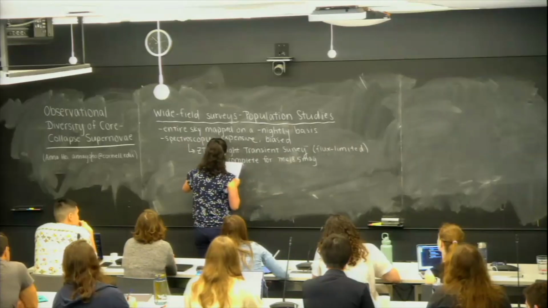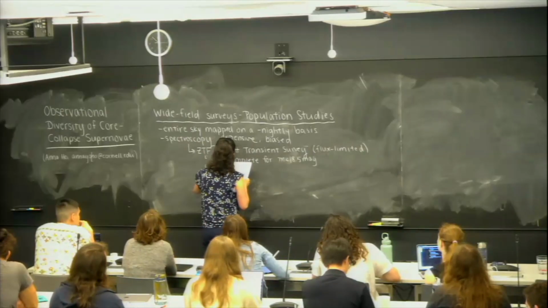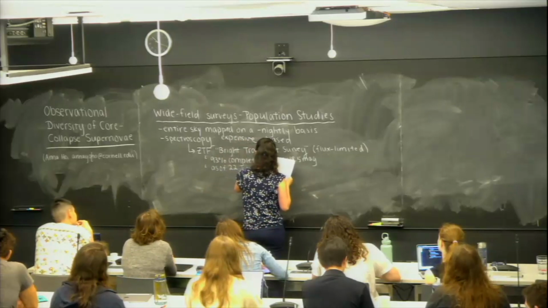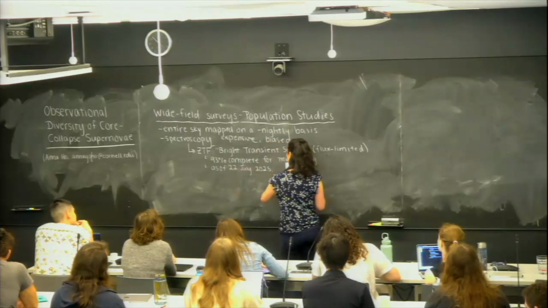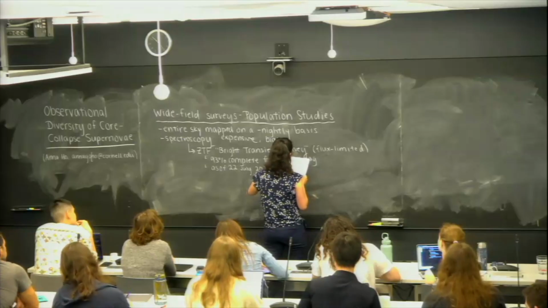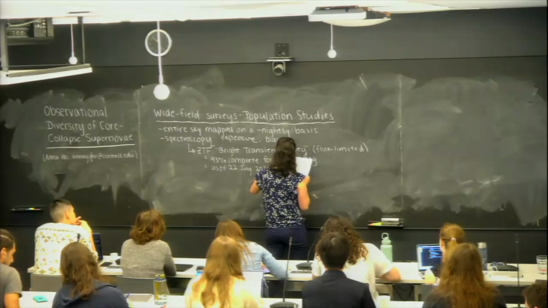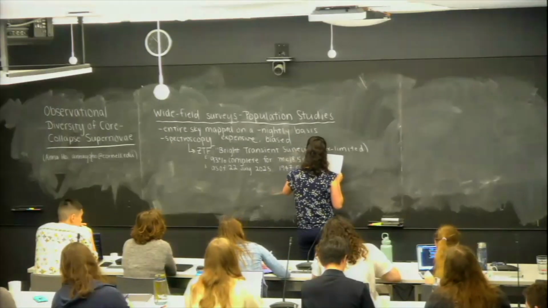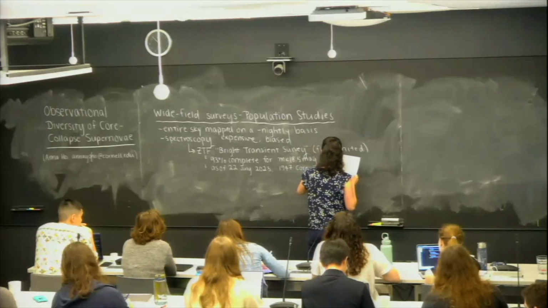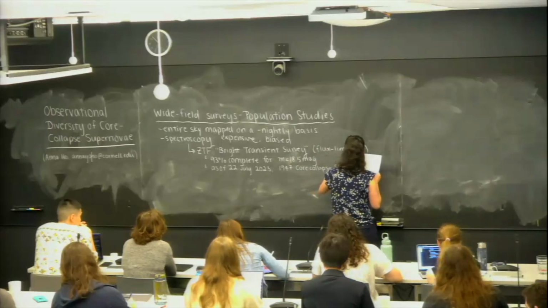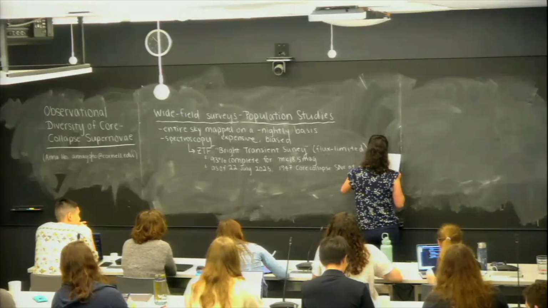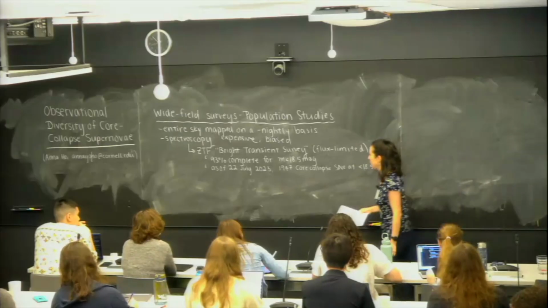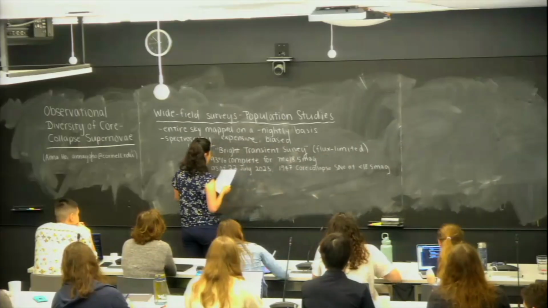So as of when I looked this up, which was about a week ago, there were almost 2,000 core collapse supernovae classified in this manner.